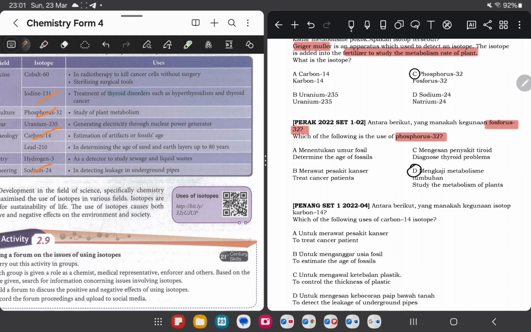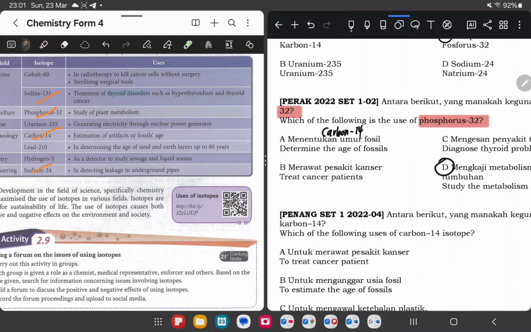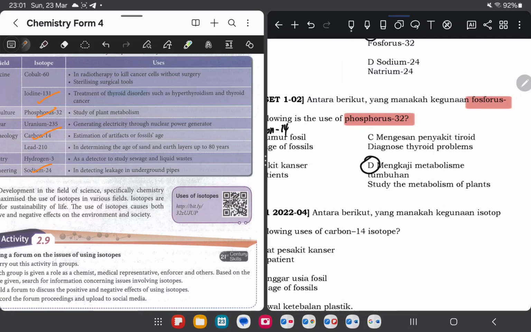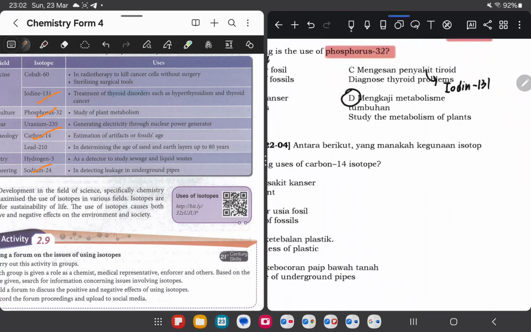Which one do we use to detect the age of fossils? Carbon 14. Which one do we use to treat cancer patients? Cancer patients mostly we will use cobalt 60. Thyroid cancer only we will use iodine 131. So you can say cobalt 60, C. Diagnose thyroid problems: thyroid problem is iodine 131. You can write like this, so it's easier for you. Next time you need to memorize which one is which.